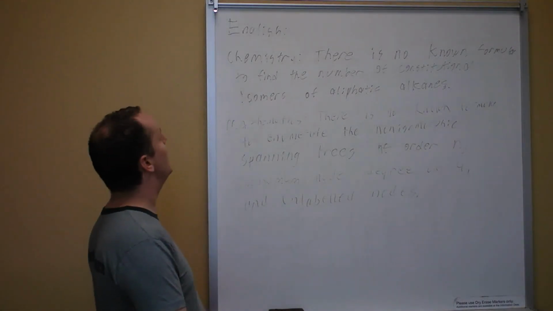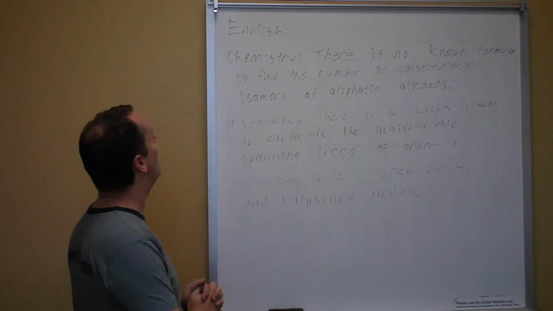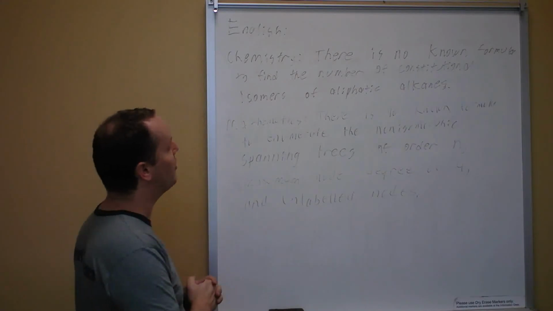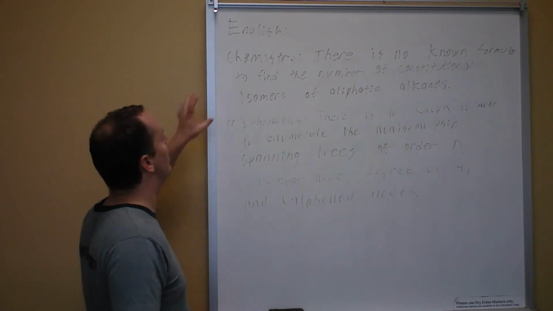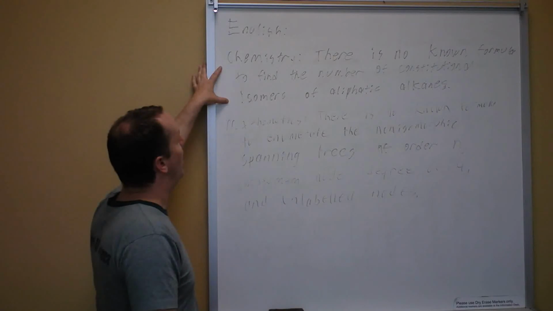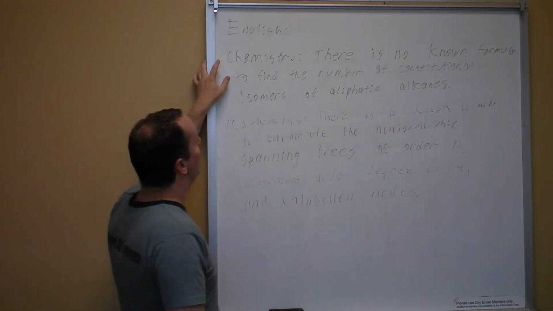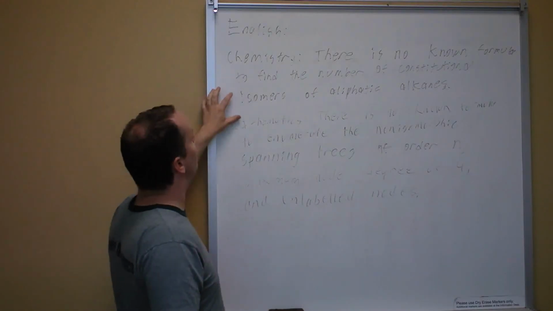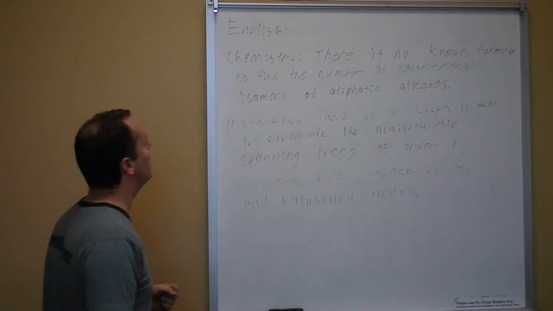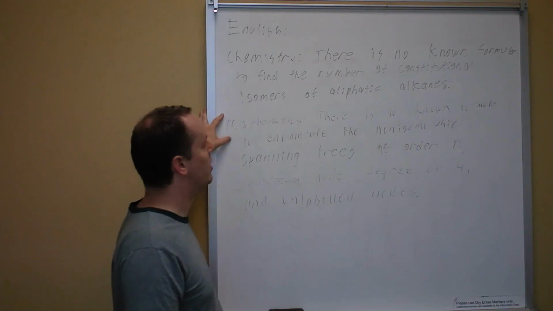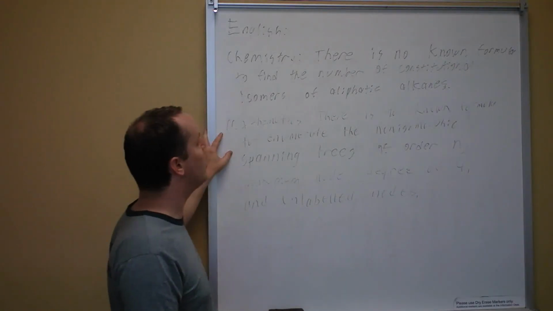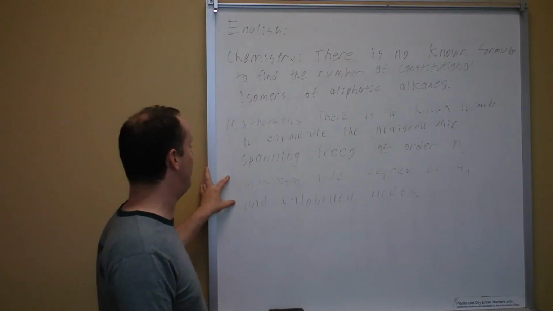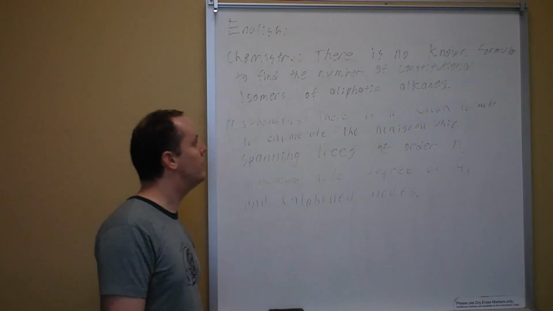All right, I'm going to wrap it up now. I kind of got off my track of comparing chemistry to math terms, because I've actually done this more in the math area than the chemistry area. So just to refresh, what were we trying to do? A chemist would conclude that there is no known formula to find the number of constitutional isomers of aliphatic alkanes. A mathematician would conclude that there is no known formula to enumerate the non-isomorphic spanning trees of order n, maximum node degree of 4, and unlabeled nodes. That is all.